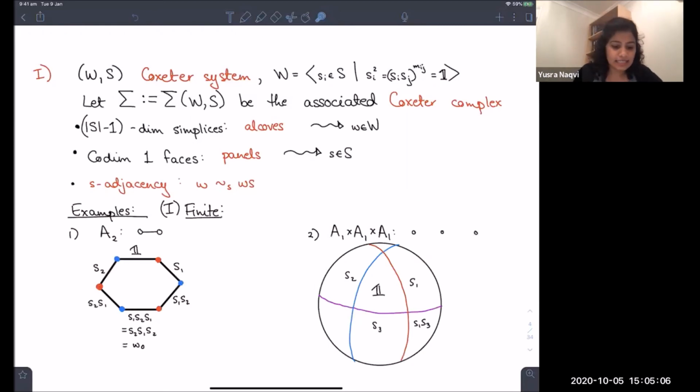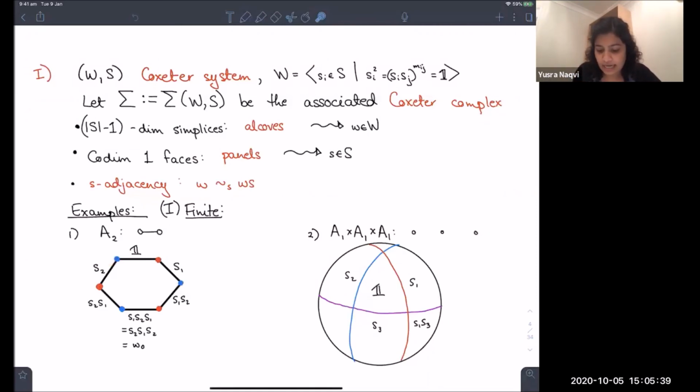In the finite case, if I have my type A2 Coxeter group, and here's the associated Coxeter diagram, we're used to thinking of those. This has two generators, s1 and s2. And so my red panels are going to lead me to something where I multiply on the right by s1, and my blue panels lead me to multiply on the right by s2, and because all of these generators have order 2, it really is a symmetric relation here.